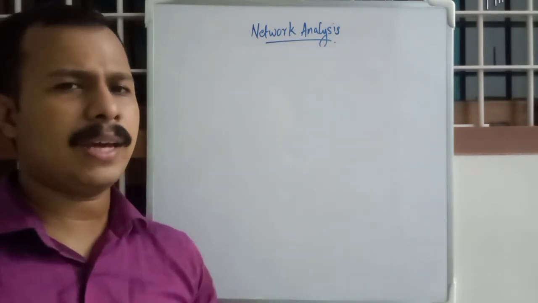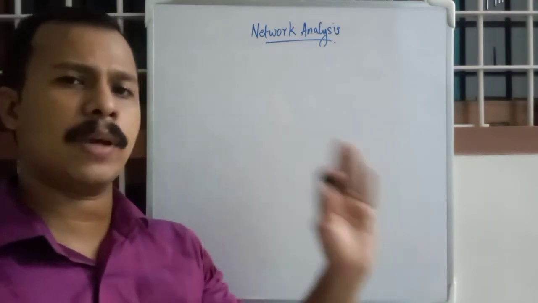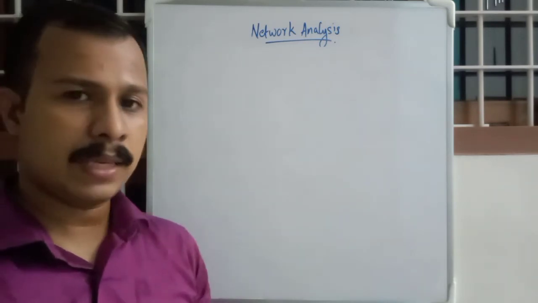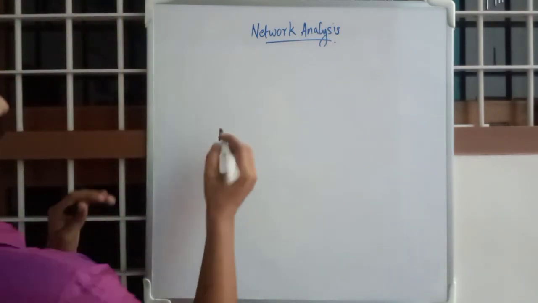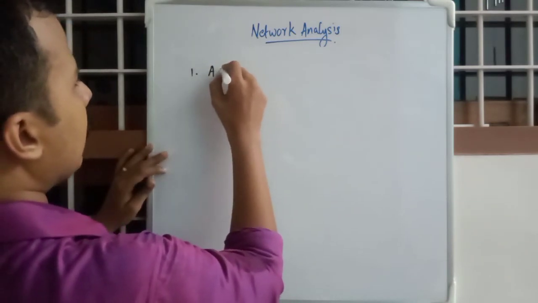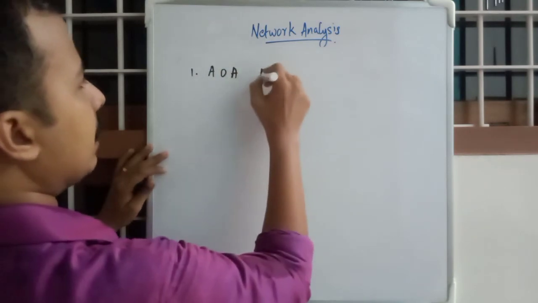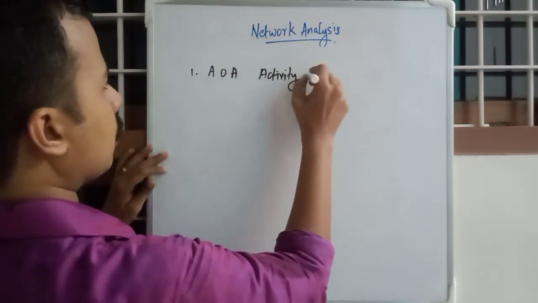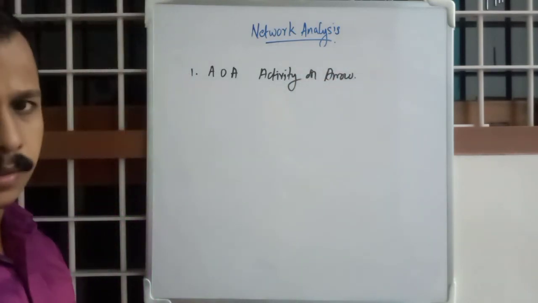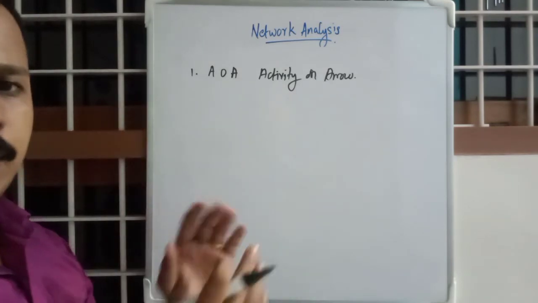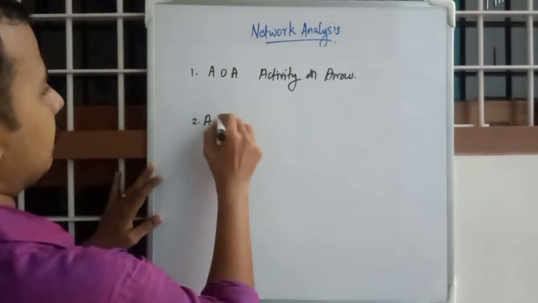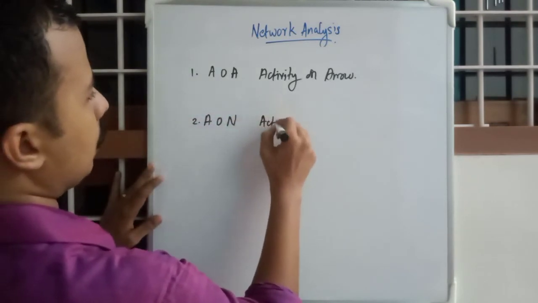Okay, even though we have represented activities on arrows right now and nodes or circles as events, there are two types you can draw networks. Okay, the first one is AOA, that is activity on arrow. This is the one we have been using till now. Okay, and second one is activity on node, AON.